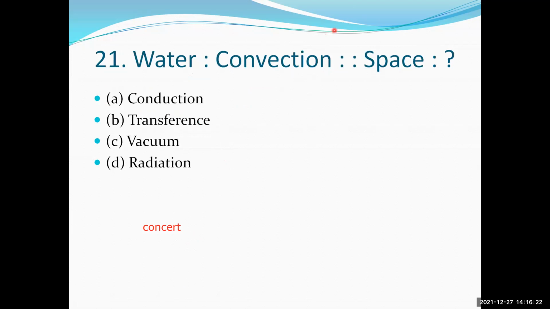Then the next question, a very simple question, but let's be wise and answer it correctly. Water is associated with convection. So space is associated with what? Conduction, transference, vacuum, radiation. How are you going to reach the correct answer?